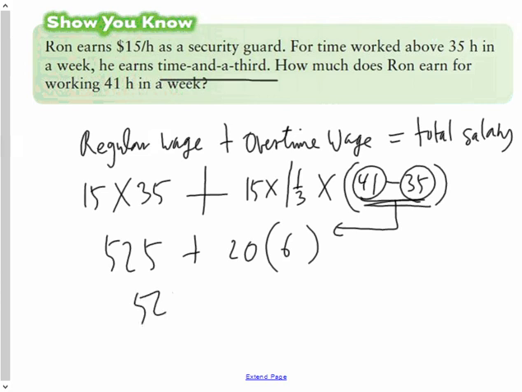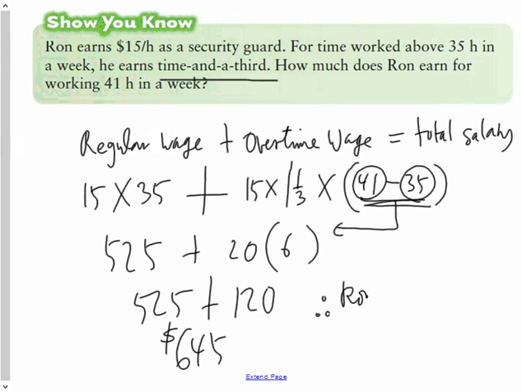So he had $525 plus an additional $120 worth of overtime wages. So his take-home paycheck was $645. And therefore, Ron earned $645 for working 41 hours of work.